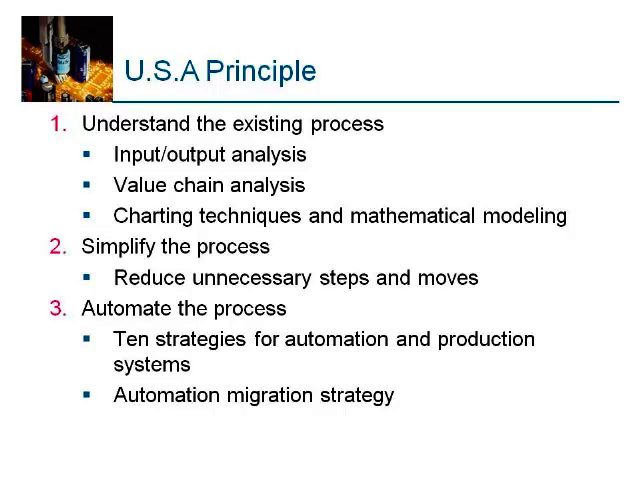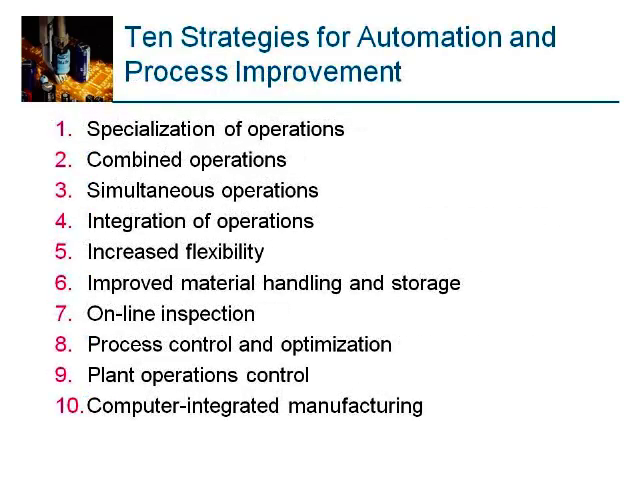The 10 strategies for automation and production systems we discussed. We are going to the automation migration strategy. There are 10 popular strategies for automation being widely adopted in manufacturing units. One is specialization of equipment, and combination of operations. That means you can do two or three operations together so that time and cost are less.